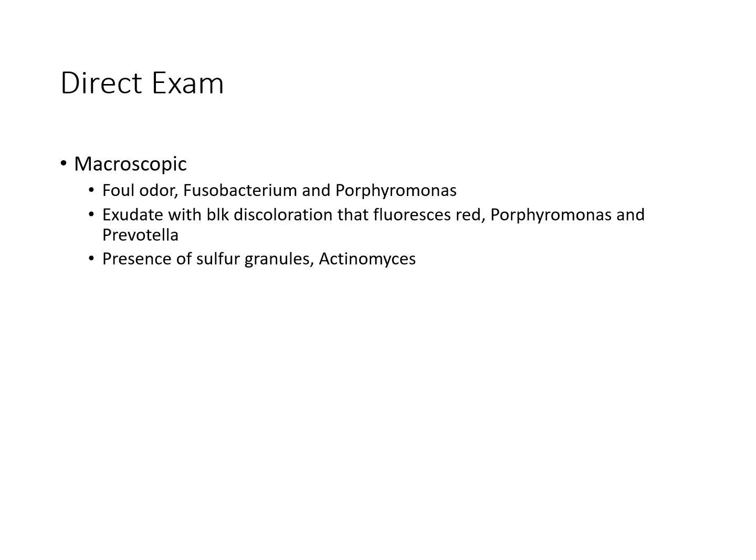We can do a direct examination of anaerobic infections. They typically will present with a foul odor, commonly associated with infections involving the Fusobacterium species and the Porphyromonas species. We'll have exudate with black discoloration that can fluoresce as red. These characteristics of infections can involve the Porphyromonas species and the Prevotella species. We can also have the presence of sulfur granules, and this will be indicative of infections with the Actinomyces species. Sulfur granules are small yellowish granules that can be seen in pus or tissue that can represent bacterial colonies.